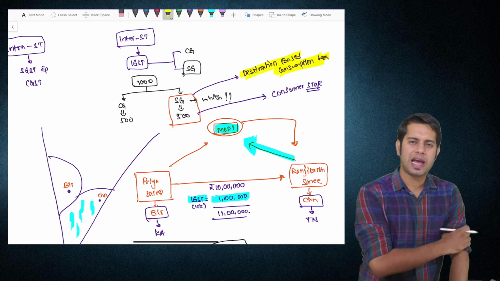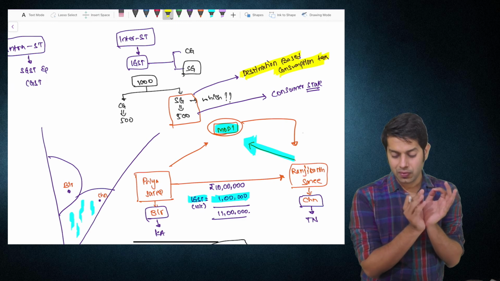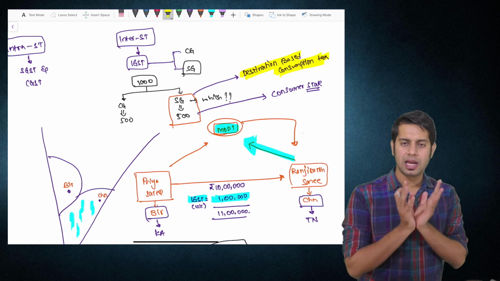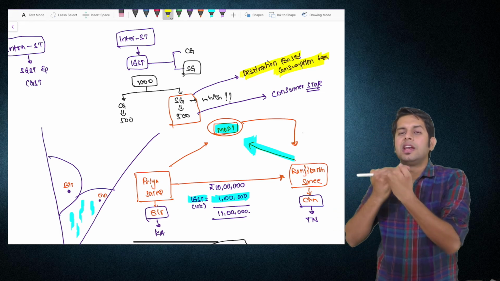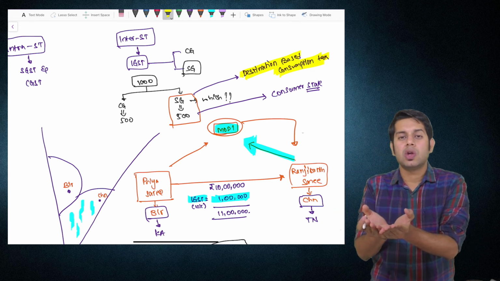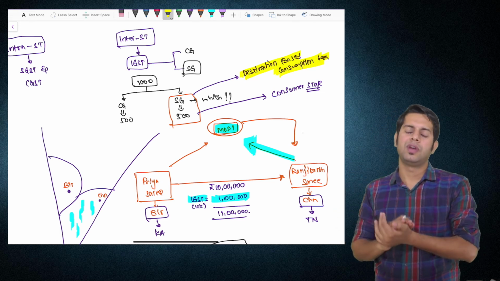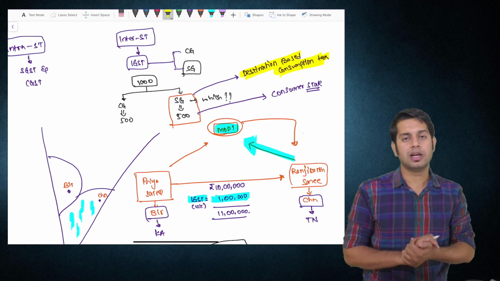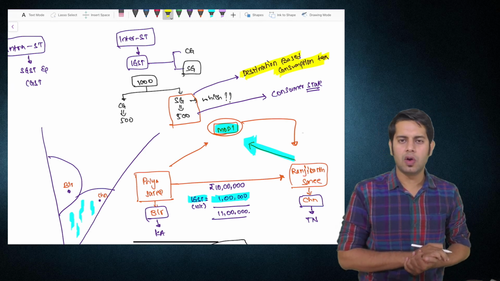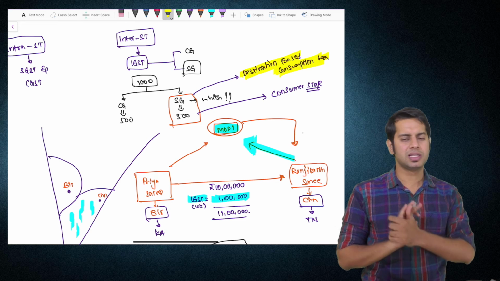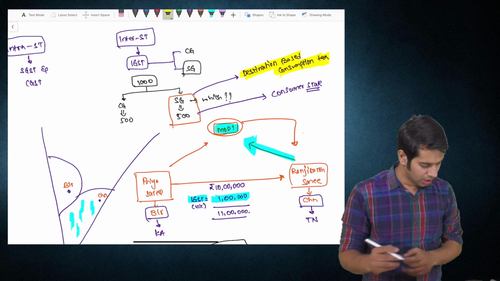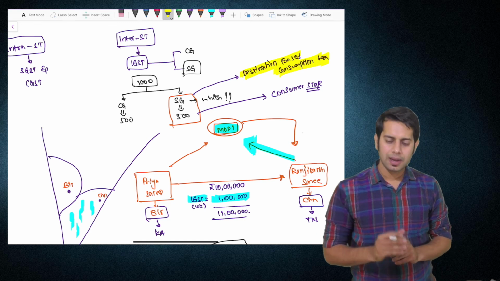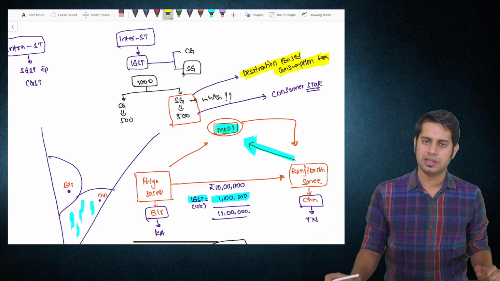Destination based consumption tax means the revenue of the SGST portion will go to that state where the goods are finally consumed. The destination of the goods, where the goods are finally consumed, that state will take the revenue of that SGST component. Why, sir? Because it is a destination based consumption tax.